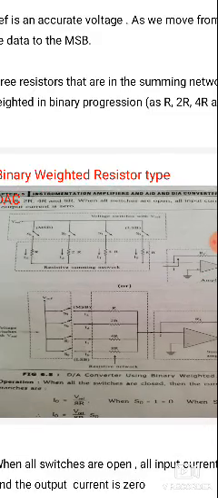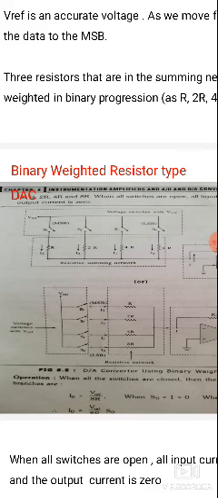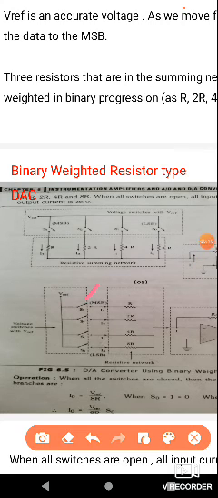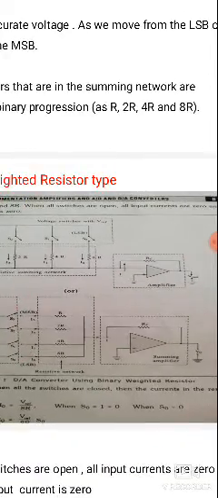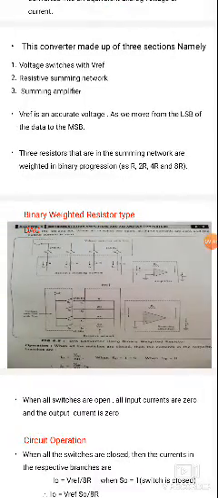Here we are applying the binary inputs, and the binary inputs are connected with the reference switches. The switches' output is connected to the op amp inverting input, and the output we take is V0. V0 is the analog voltage. So we give the binary inputs, and the binary inputs are converted into an analog type of output.